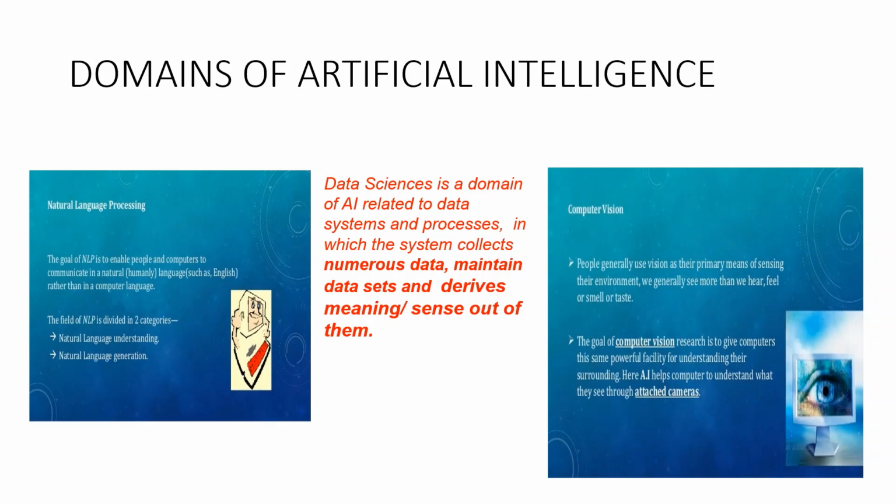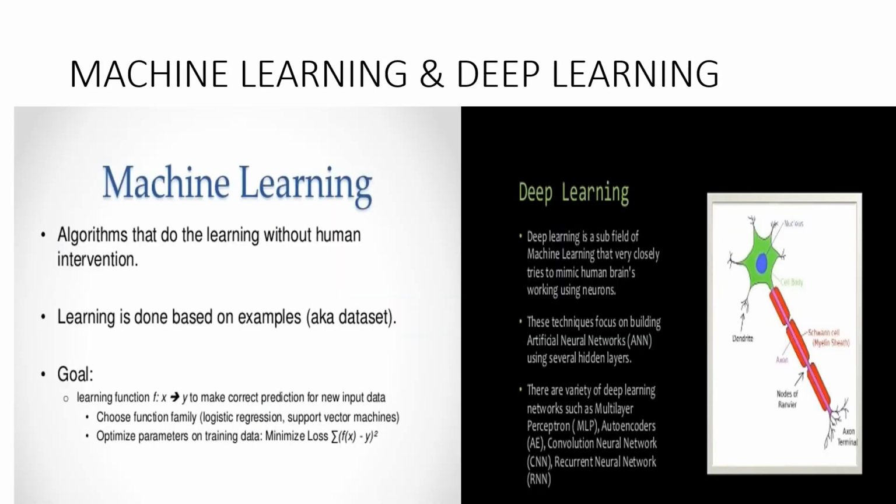The goal of computer vision research is to give computers the same powerful facility for understanding their surroundings. Like we humans can see so many things and understand what is going on, computer vision is a technique in which they want computers to develop the same ability. Here AI helps computers understand what they see through attached cameras. You have seen cameras in mobiles, laptops, and everywhere.